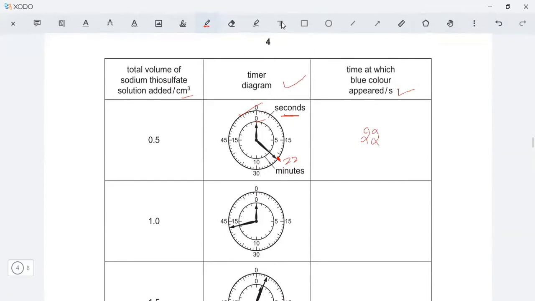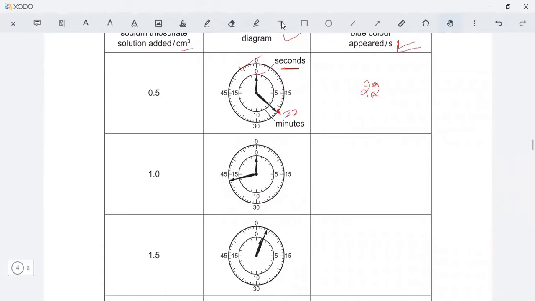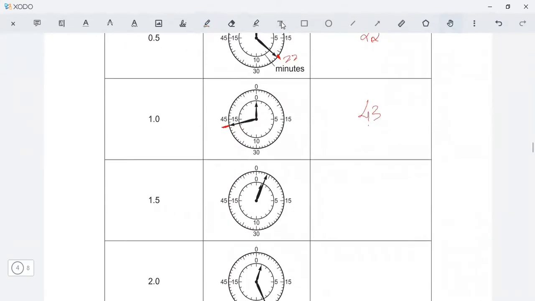So note, it is suggested not to write the unit, like here S, because the unit is already mentioned, so there is no need to write the unit of time here. Just write the number. So the first one is 22 seconds. Second timer diagram, we look at it, how much is it? 43, right? 43 seconds.